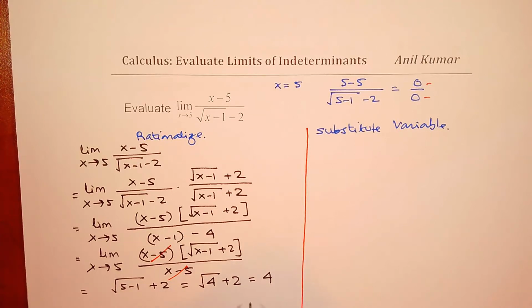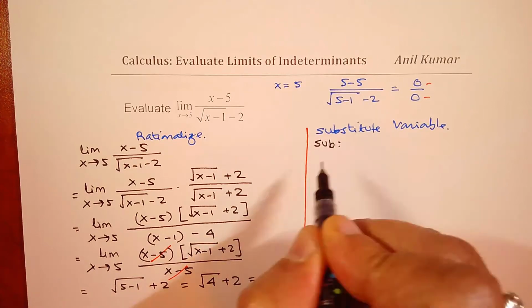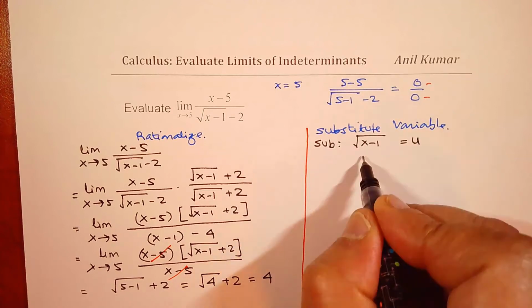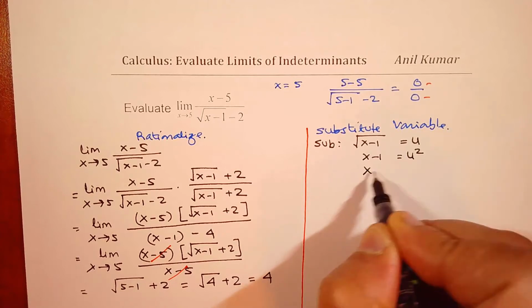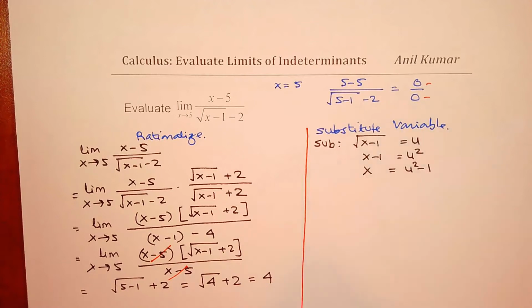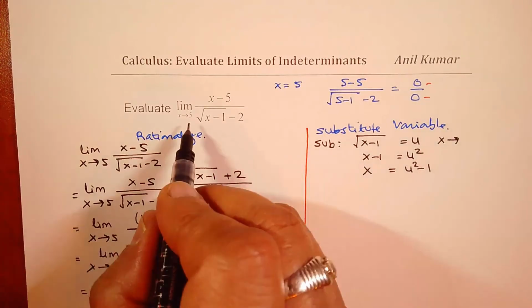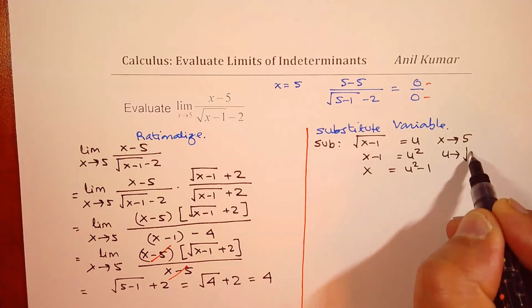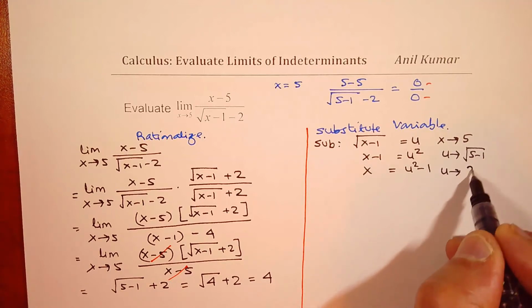Now let us also understand the method of substitution. So let us substitute square root of (x minus 1) as u. In that case, x minus 1 is u squared and x could be written as u squared plus 1, correct? And we should also realize that as x approaches 5, u approaches square root of 5 minus 1, so u approaches square root of 4, which is 2.